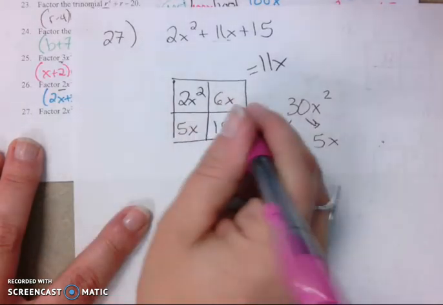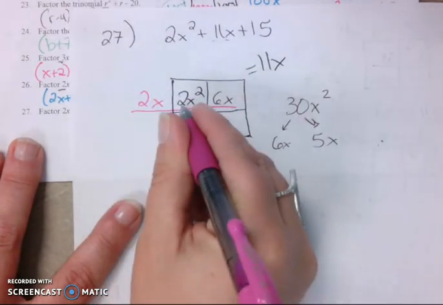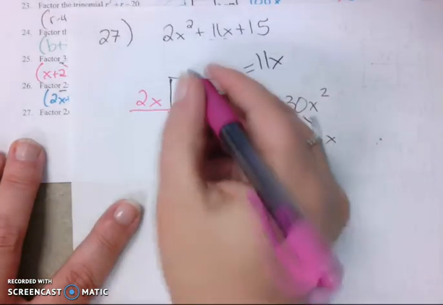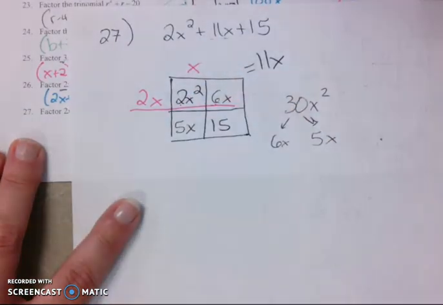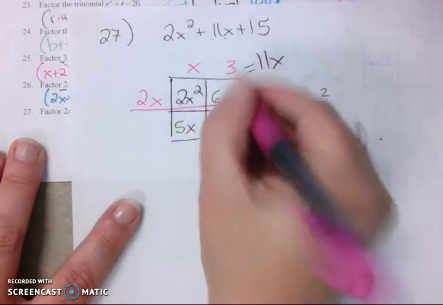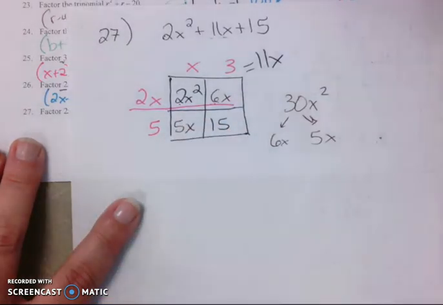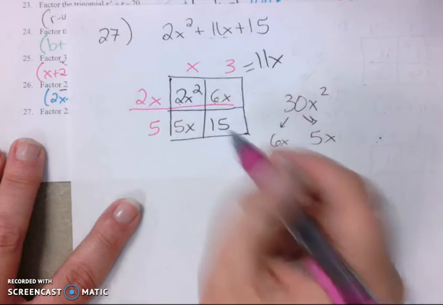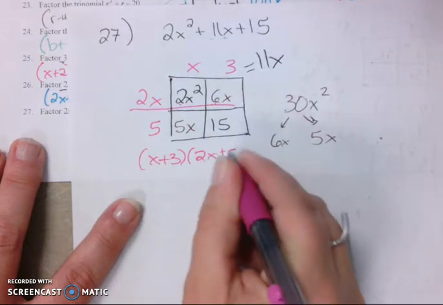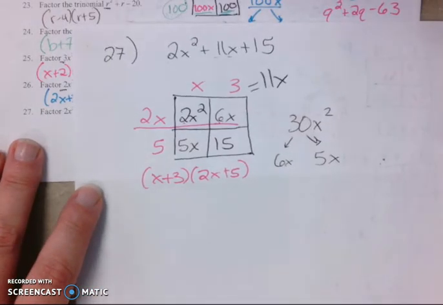Good. What these both have in common is 2 and x. 2 goes into 2, 2 goes into 6. And they both have an x I take out. 2x times x is 2x squared. So 2x times what here is 6x. 2 times 3 gives you the 6. X times 5 is 5x. 5 times 3 is 15. I hope you're getting this and that factoring is starting to become easy. So there's 27.